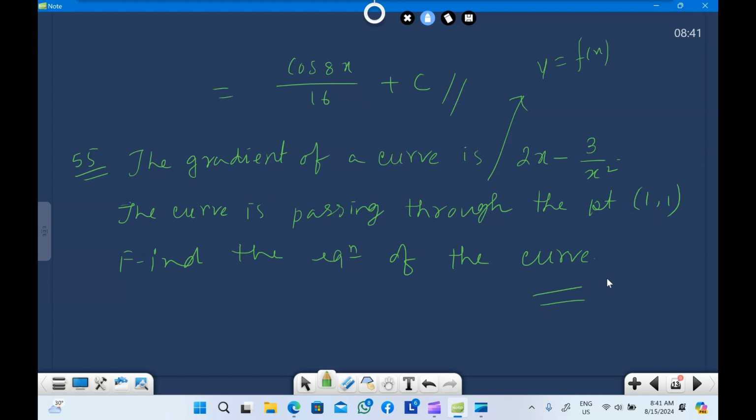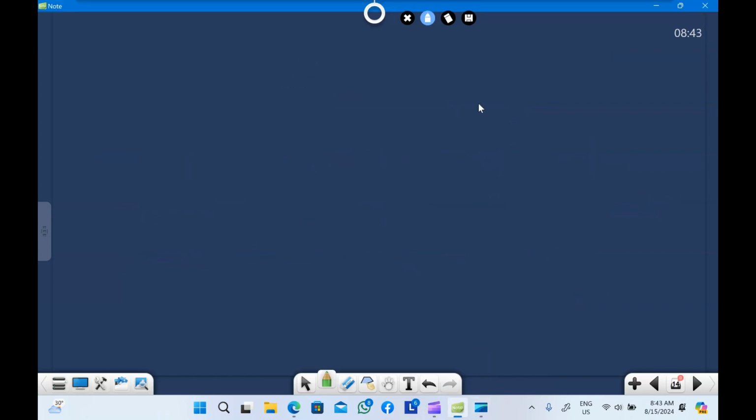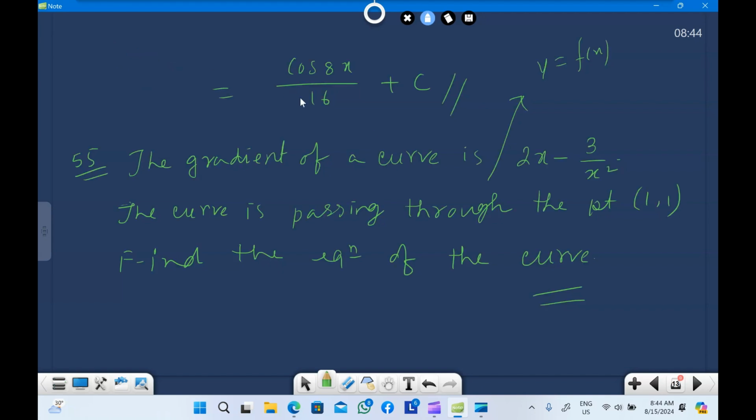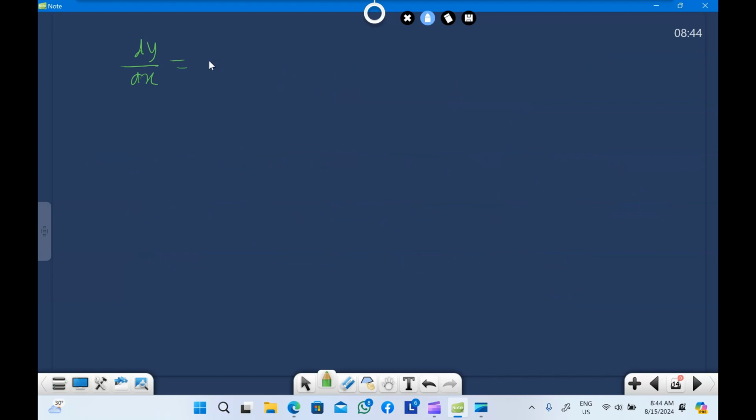So let me go to the solution for the problem. You know this one. The slope of a curve is always represented by dy/dx. You know that one. So dy/dx is given as 2x minus 3 by x square. This is the curve given, and the gradient of the curve is given.